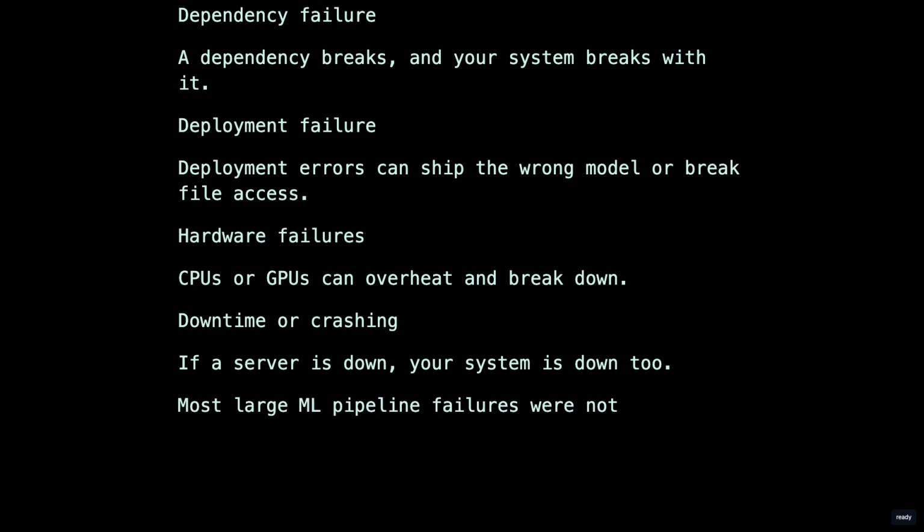That pattern shows up in real systems too. At Google, a review of many broken ML pipelines found that most failures came from distributed systems mistakes or data pipeline mistakes, not from the models themselves.